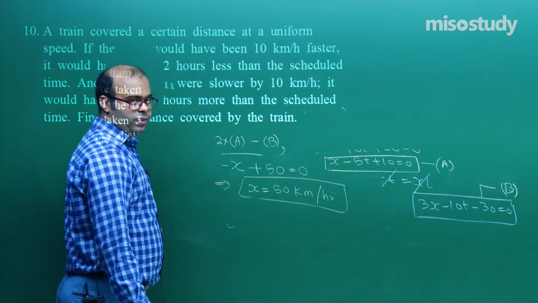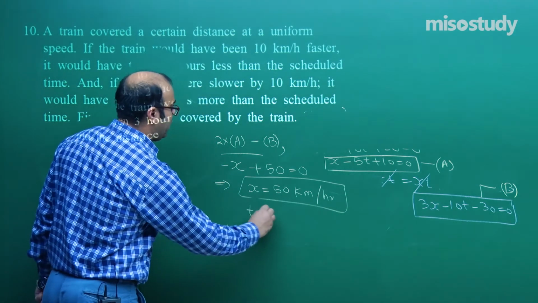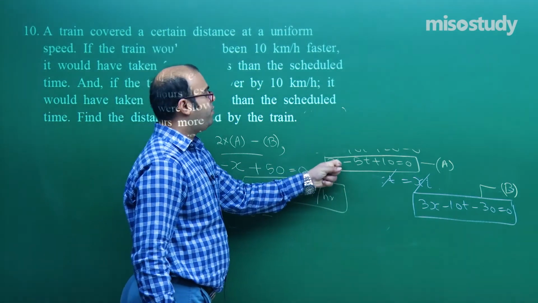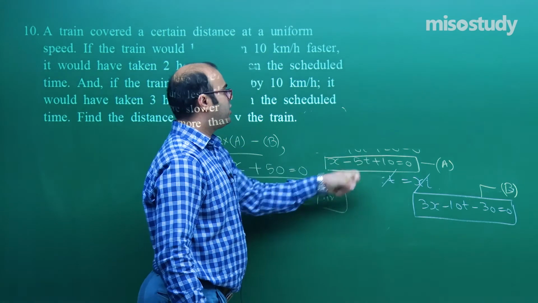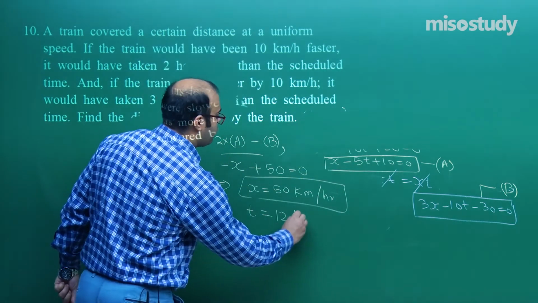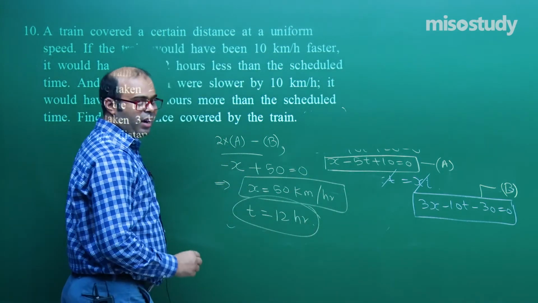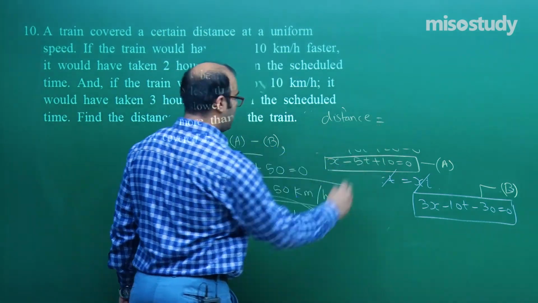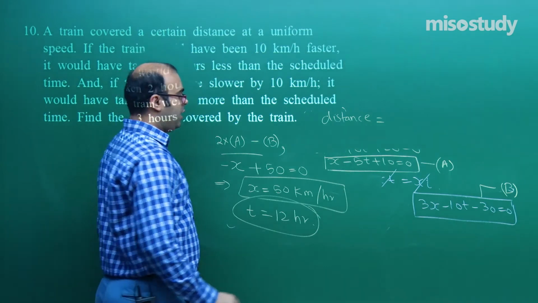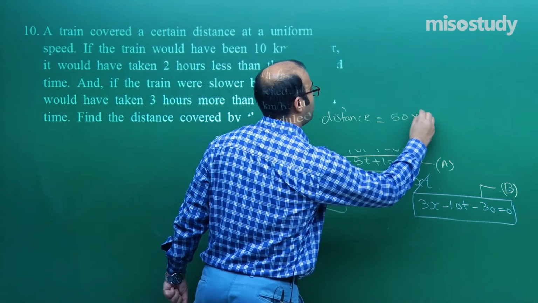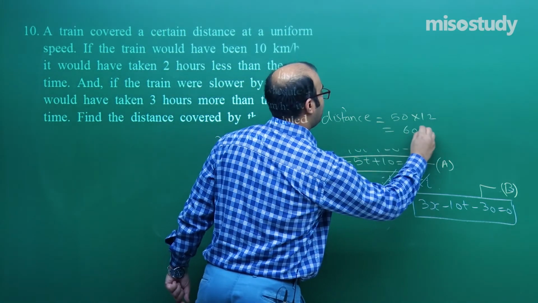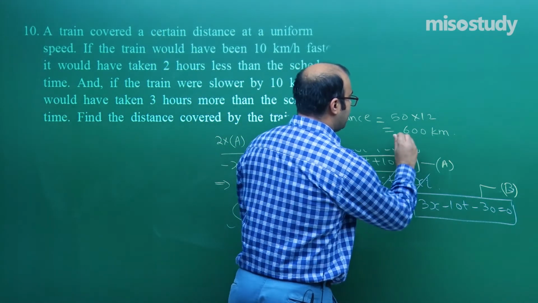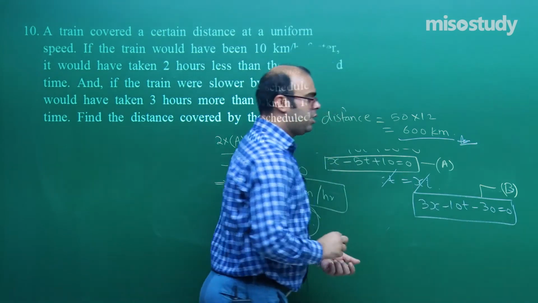Now we know the actual speed of the train. What is the actual time which it takes? Let us put x is equal to 50 here. So 50 plus 10 is 60, and 60 by 5 is 12. Time is equal to 12 hours. So now we can find the distance. The distance that the train travels normally is equal to speed into time, that is 50 into 12, which is 600 kilometers. So this is our final answer, that the distance which the train is traveling is 600 kilometers.